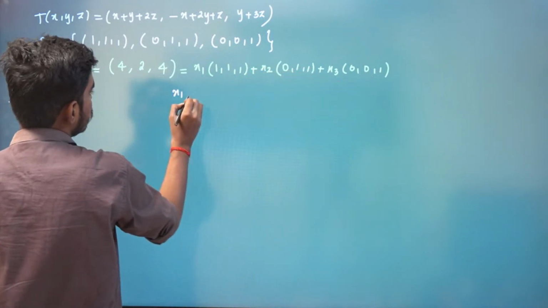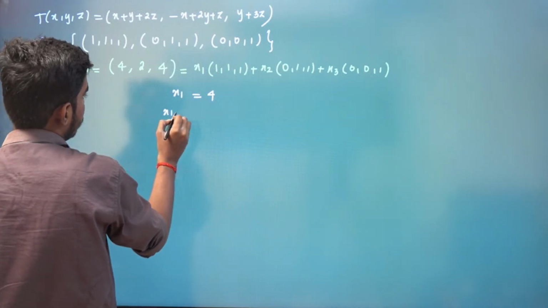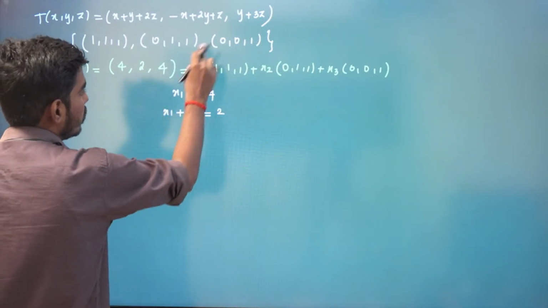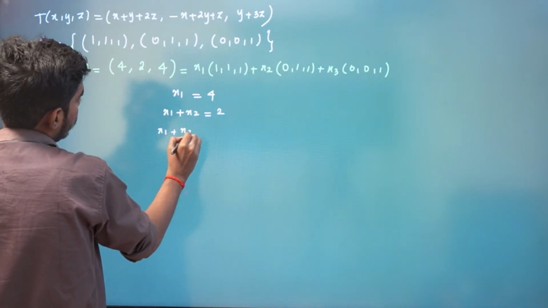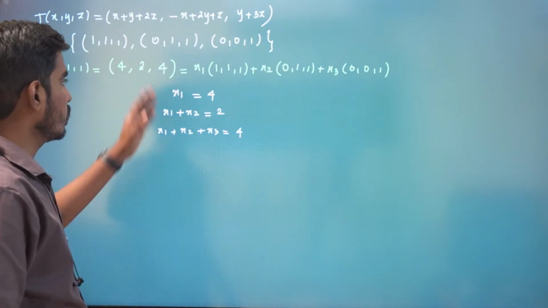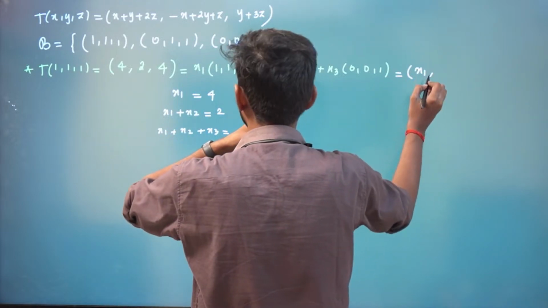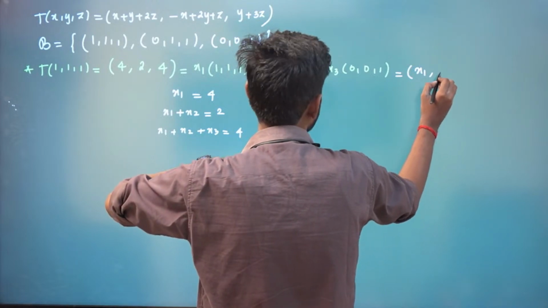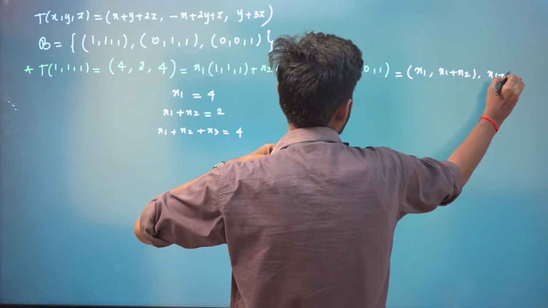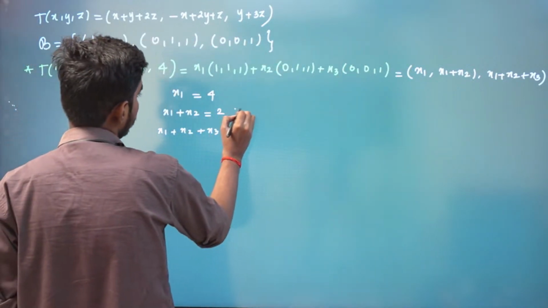x1 plus 0 x2 plus x3 is equal to 4, x1 plus x2 is equal to 4. By your luck, this is very easy to solve. x1 plus x2 plus x3 is equal to 4, right? Just try to solve this. If I add all the first components, you will have x1. If I add the second components, you will have x1 plus x2. If I add the third components, you will have x1 plus x2 plus x3. Now equate this to this. Now solve for x1, x2, x3.